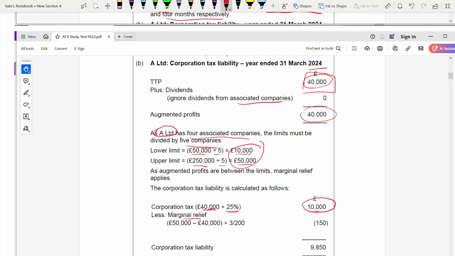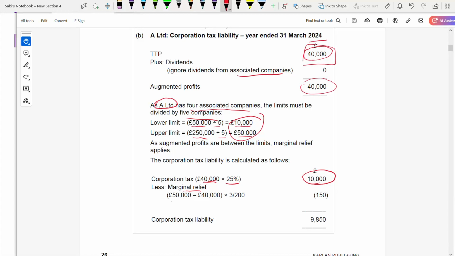You will get marginal relief because augmented profit falls between the upper and lower limits. So this is the upper limit, 50,000. This new upper limit you have to take, not 250, minus augmented profit, into 3 divided by 20. What about the other remaining part? It will have no impact. Why? Your TTP is 40,000, augmented is 40,000, so 40 divided by 40 is 1 only. No impact. It's 150, and this is your corporation tax liability.